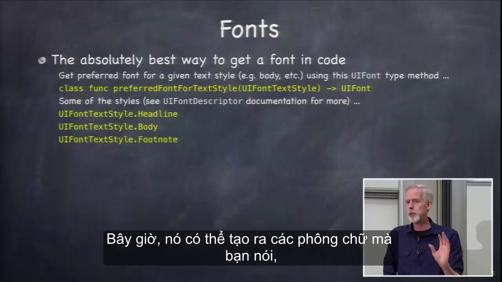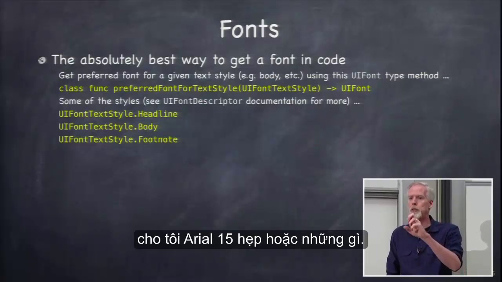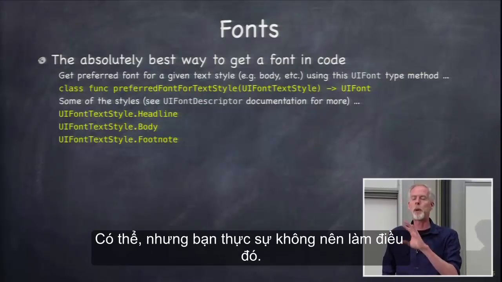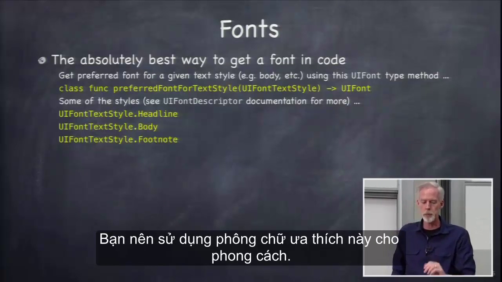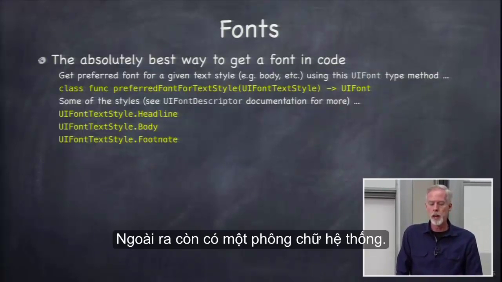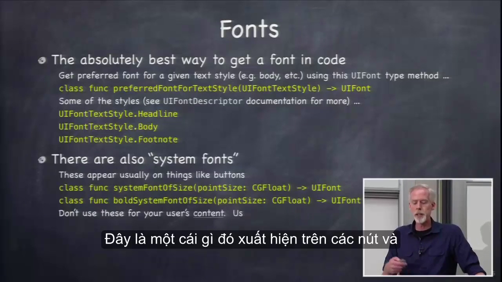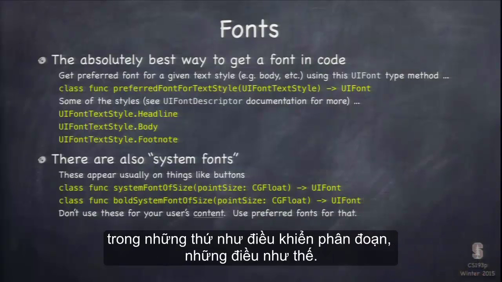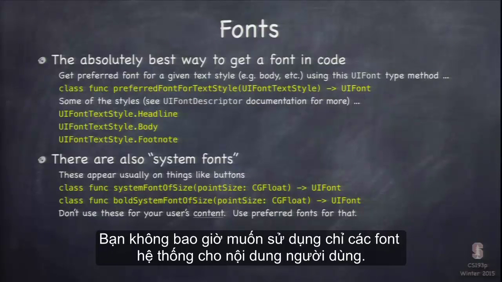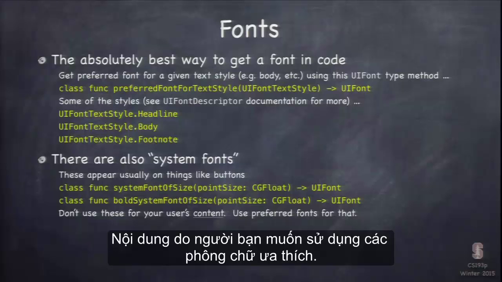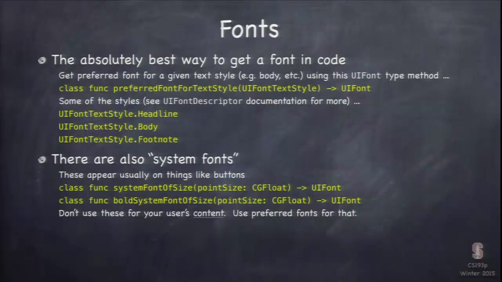Now, it is possible to create fonts where you say, give me Arial 15 narrow, or whatever. It is possible, but you really shouldn't be doing that. You should be using this preferred font for style. There's also a system font. This is something that appears on buttons and in things like segmented controls. You never want to use one of these system fonts for user content. For user content, you want to use the preferred fonts.